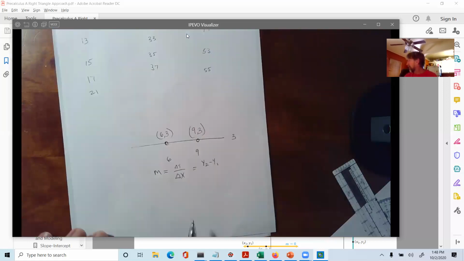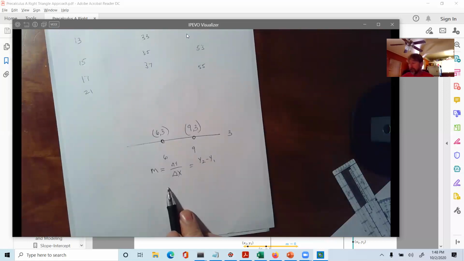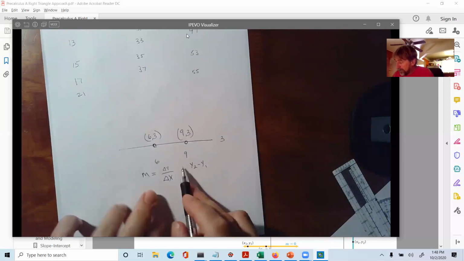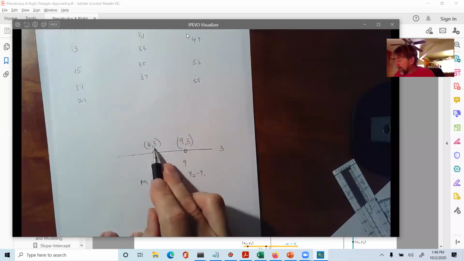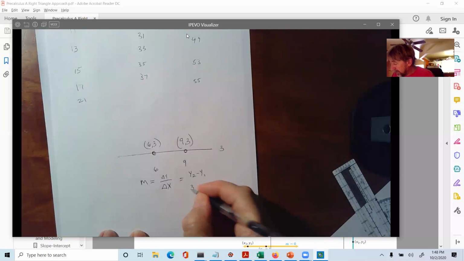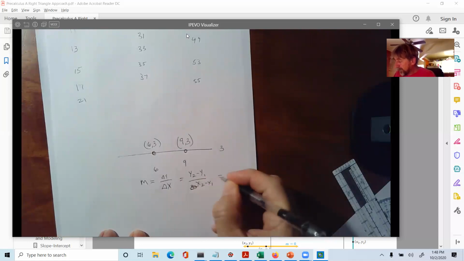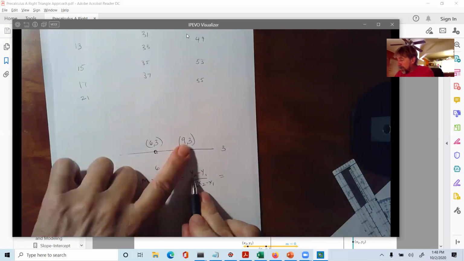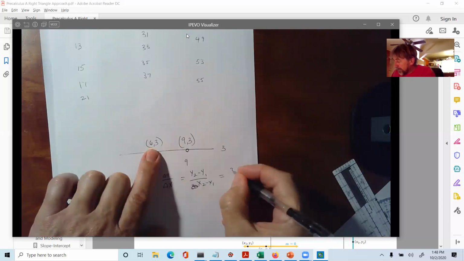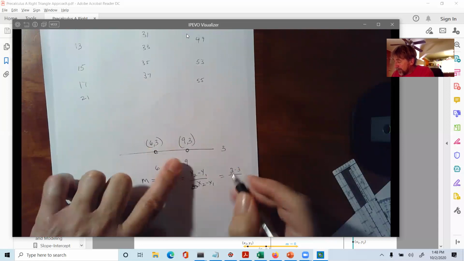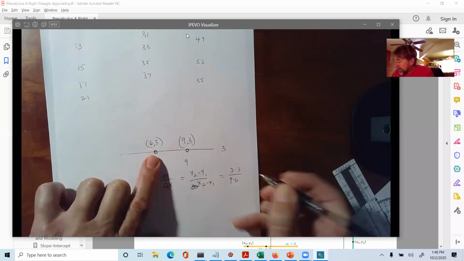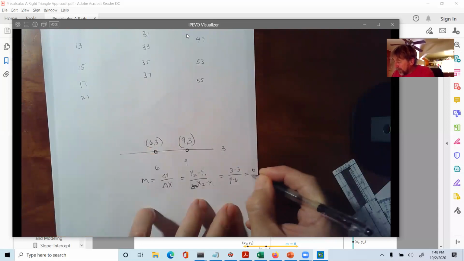Right, so we're going to calculate the slope on this. Well, the y values are the second coordinate. So that's 3 minus 3 over x2 minus x1. So our y value is 3, 3. So 3 minus 3 is 0 over 9 minus 6. So we get 0 divided by 3.